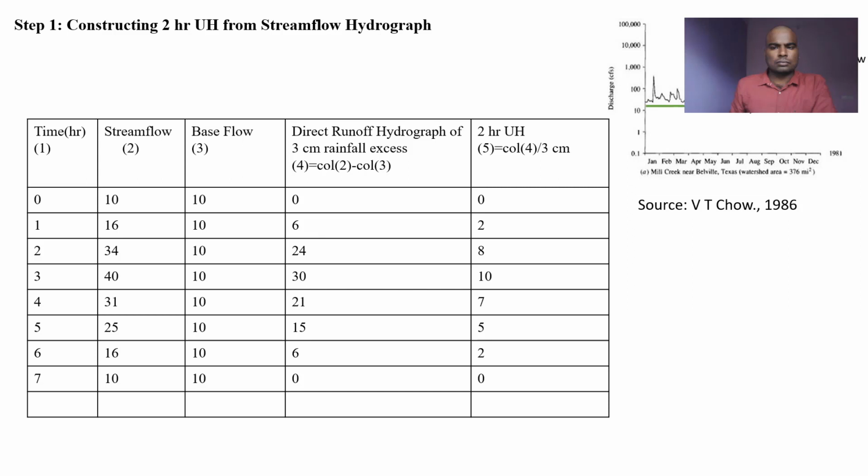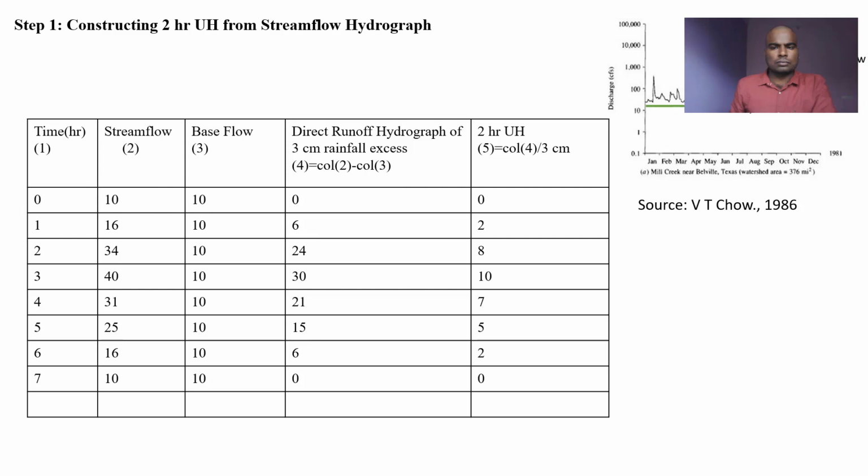So these peaks may have resulted from some extreme rainfall event. From this stream flow, if we remove the base flow, we will get the direct runoff hydrograph for that particular event. So essentially we do the same here. These are the ordinates, column 1 and 2 as given in the question.